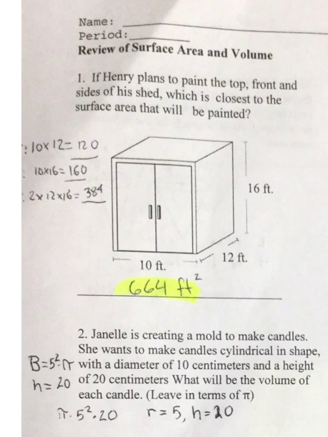Number one, if Henry plans to paint the top, front, and side of his shed, which is closest to the surface area that will be painted? What you have to understand is, for the most part, you don't want to use the total or lateral surface area formula because you're being asked to paint very specific things. If you did use total, you'd have to subtract out two sides. With rectangles, it just makes sense to find that side. You're going to paint that.